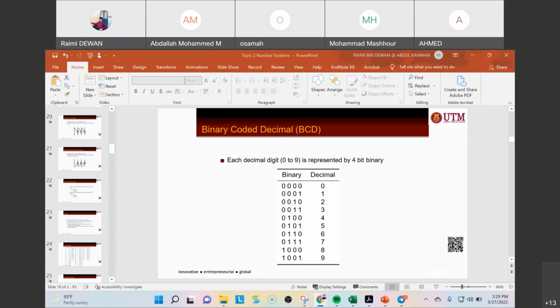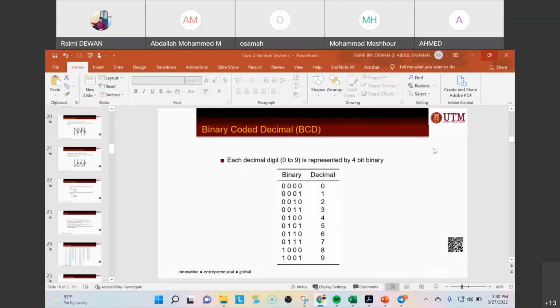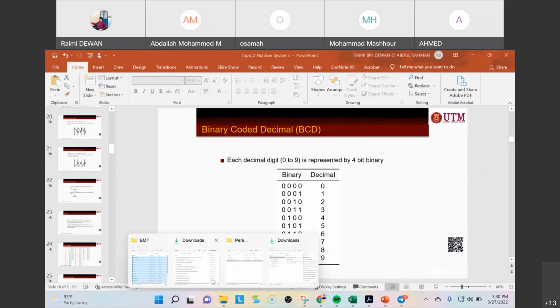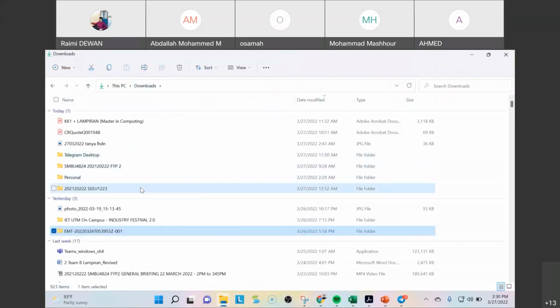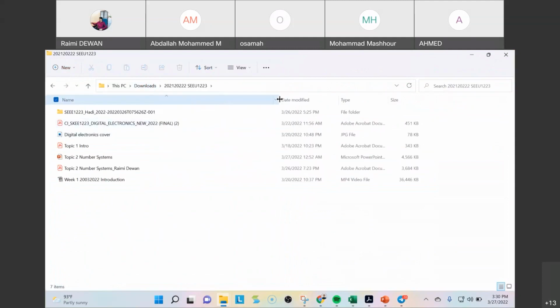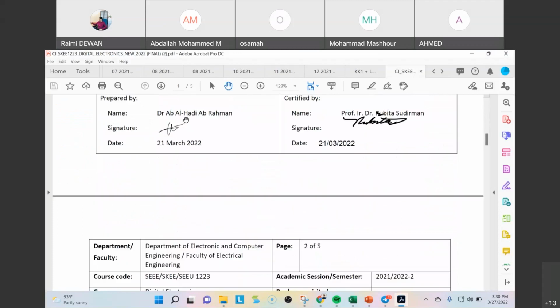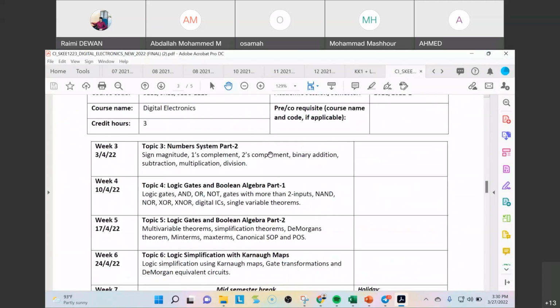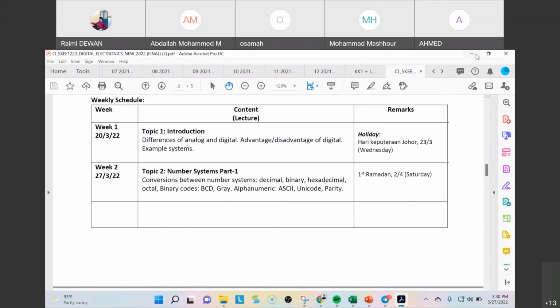Wait, I want to check our expected course information. Wait for a while, because I don't want to teach you too fast and I don't want to teach you too slow. I need to follow. Because for me sometimes it's easy, so I will teach fast, but for the student maybe not. So that's why I want to see what should be covered for this week.